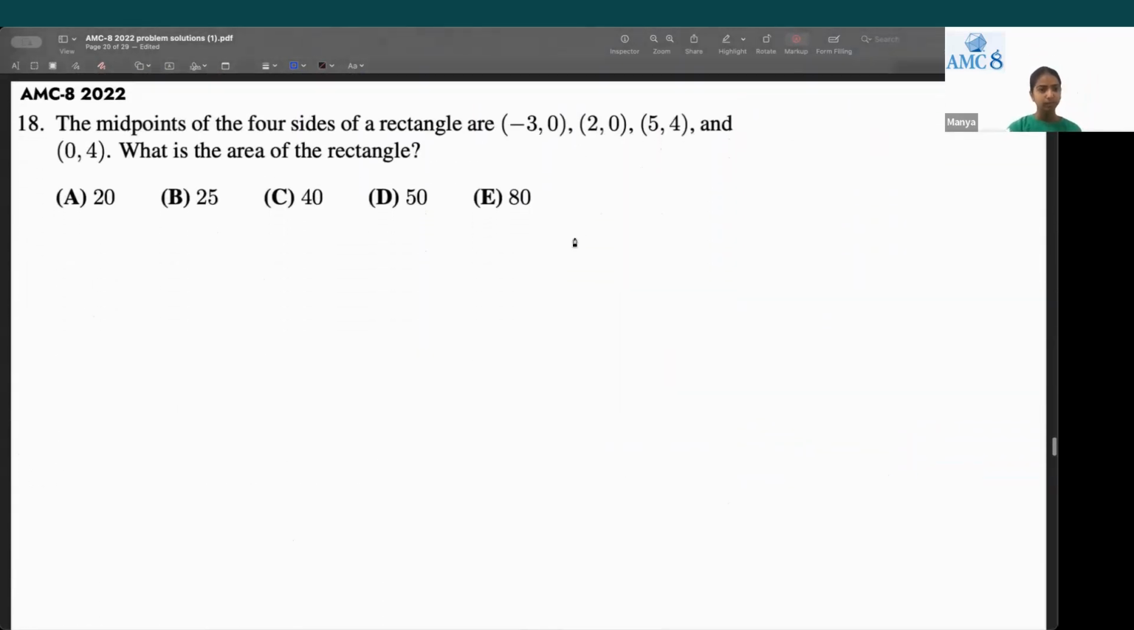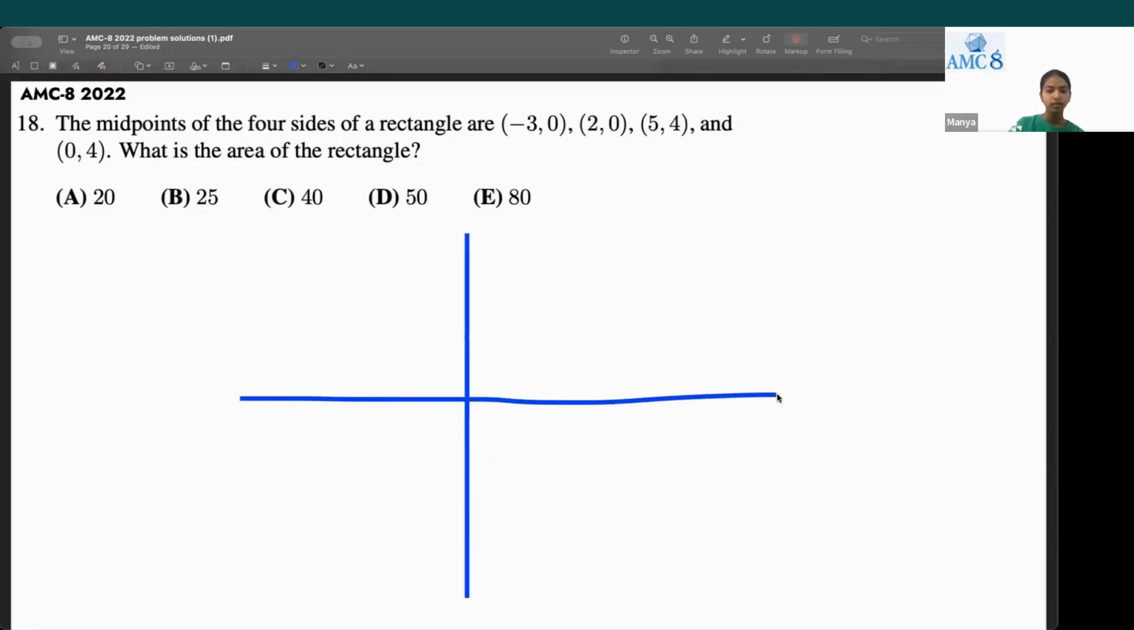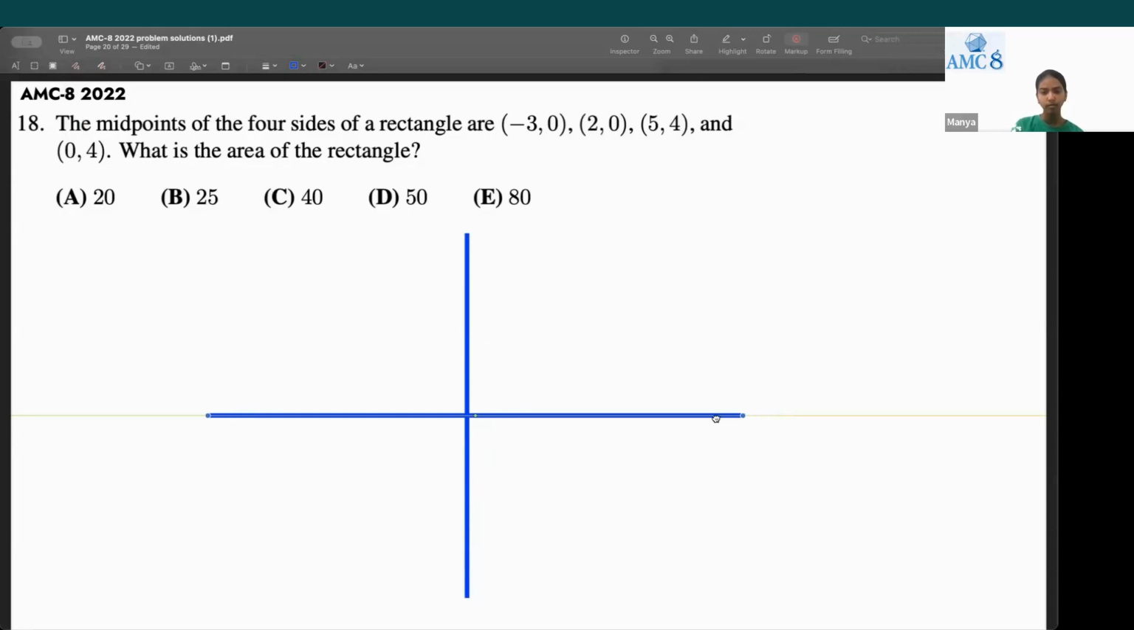Problem number 18. The midpoints of 4 sides of a rectangle are (-3, 0), (2, 0), (5, 4), and (0, 4). These are all the coordinate points of the rectangle. And what is the area of this rectangle? So let me try to draw a graph here. Now we can try to graph these points on this graph right here.